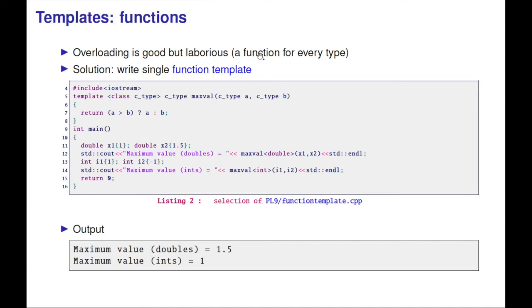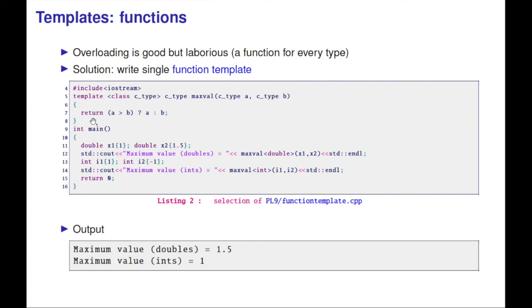Overloading is good but laborious because you need to write a function for every type. So I want to write a single function, which is called a template. A template tells me what the argument is. In this case, it's a class I call C-type, and I've got a function that returns a C-type and takes two C-types as arguments, and the body of the function is the same as what we've seen before.